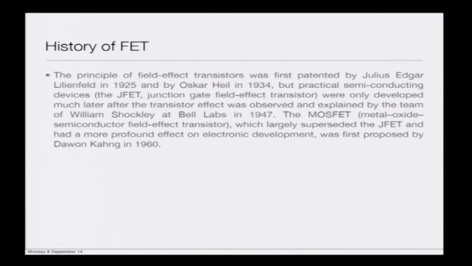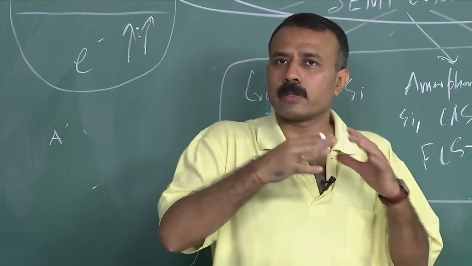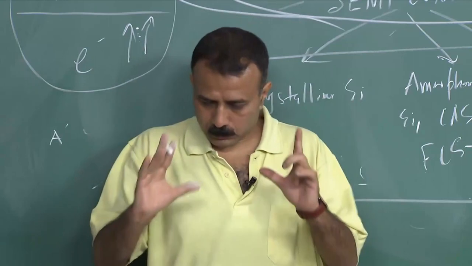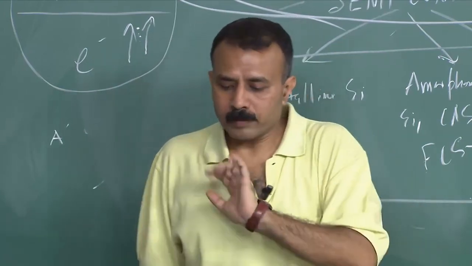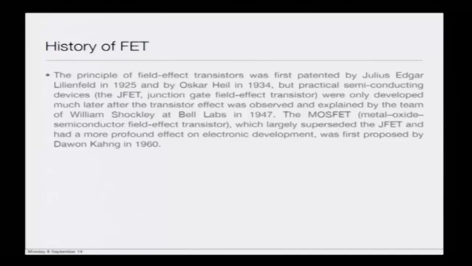If you see the history, the principle of field effect transistors was first patented by Julius Edgar Lilienfeld in 1925 and by Oscar Heil in 1934, but practical semiconducting devices, using the junction field effect transistors, the gate field effect transistors, were only developed much later after the transistor effect was observed by the team of William Shockley, Bardeen and Brattain at Bell Lab in 1947. So, you see, there is a technology, but the technology really could not pick up because there are manufacturing problems, problems of getting pure crystalline silicon, which are really tough. This was followed by the MOSFET, or the metal oxide semiconductor field effect transistor, which largely superseded the JFET and had more profound effect on electronic development, first proposed by Dawon Kahng in 1960. So, this is briefly the history of FET.